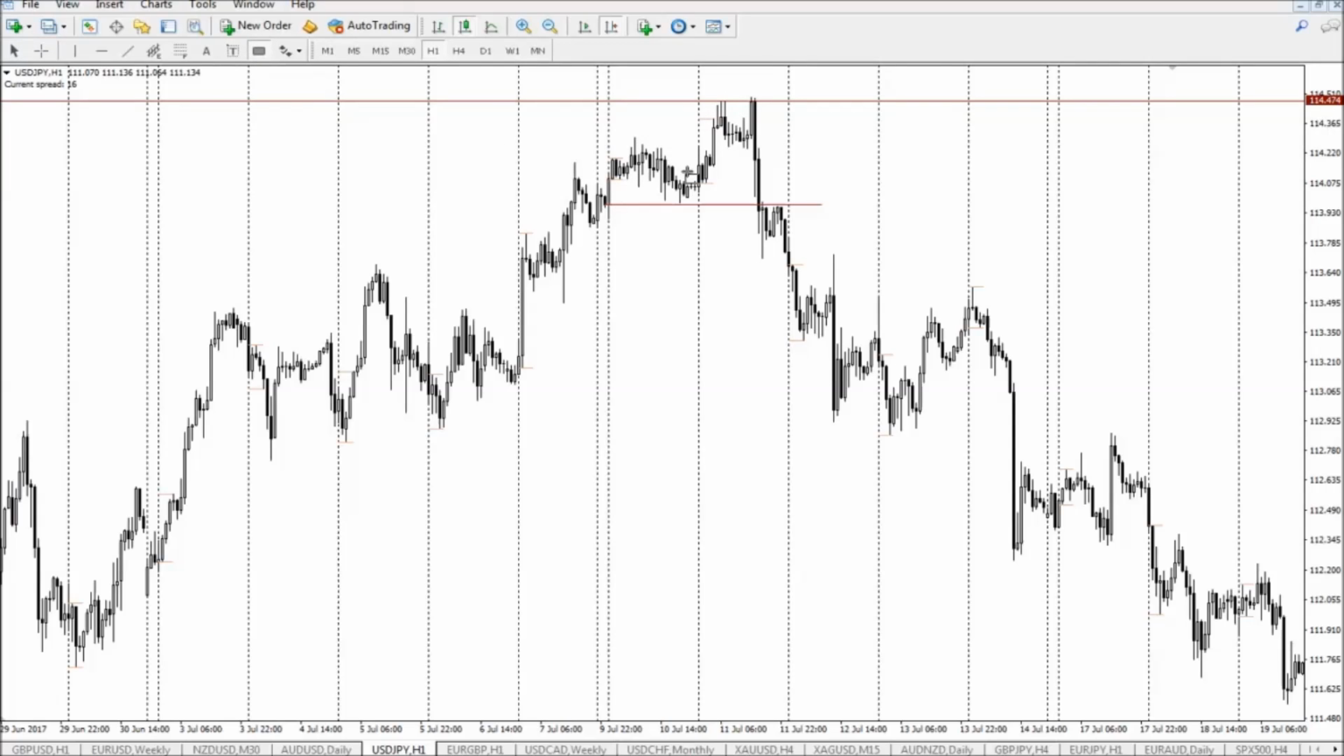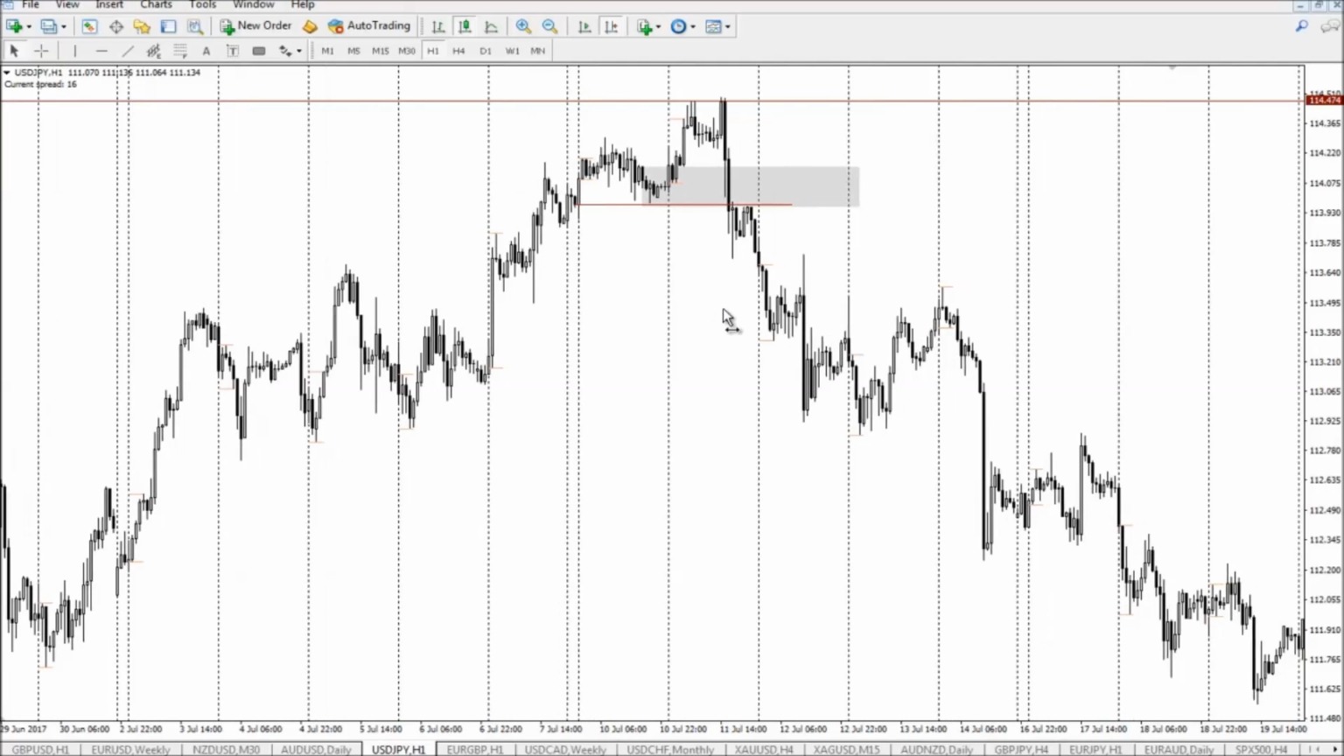This is a pattern everybody should know, those that follow ICT concepts or whatever: support, resistance, or breaker. Then it sells off. That's one. Now let's look at what's happening again.